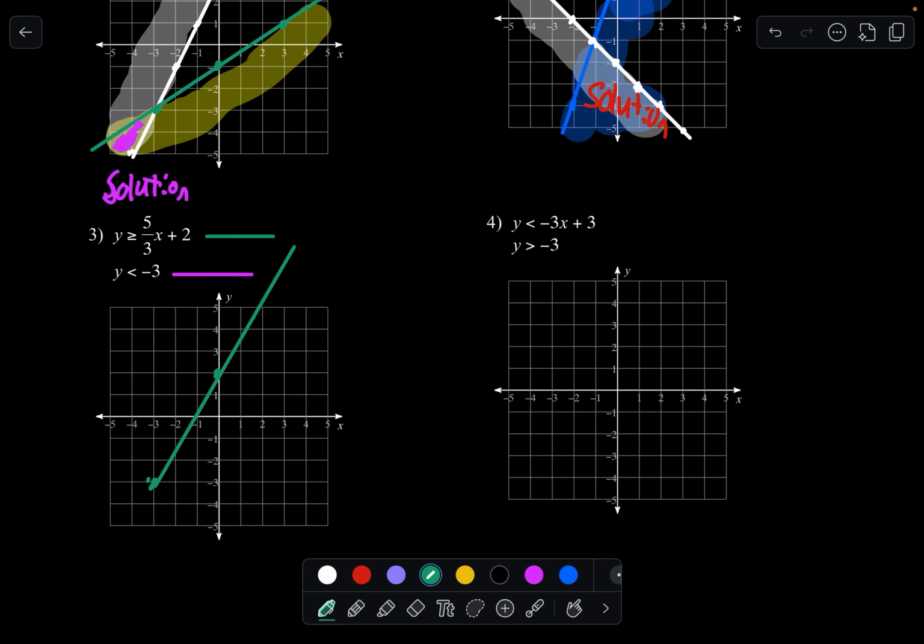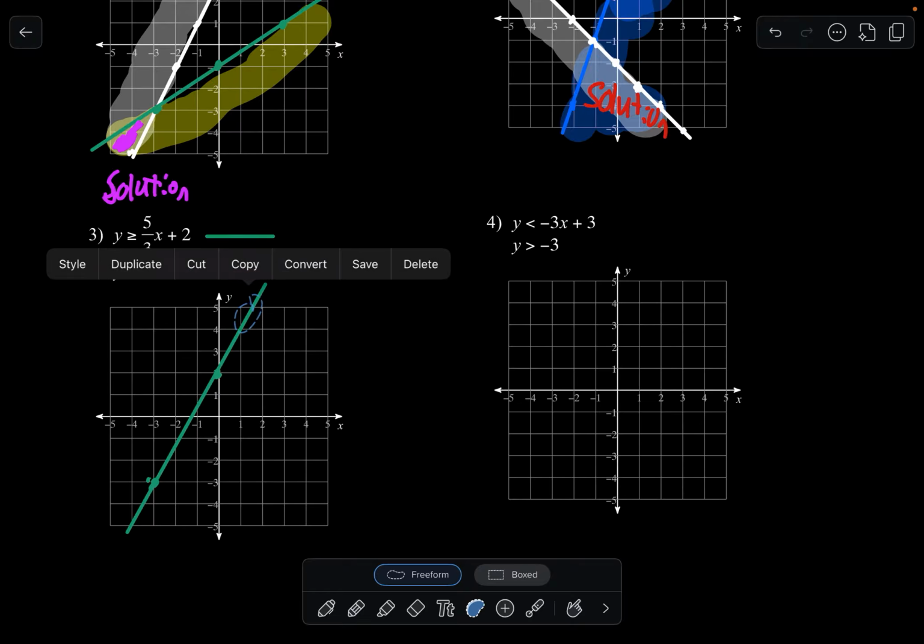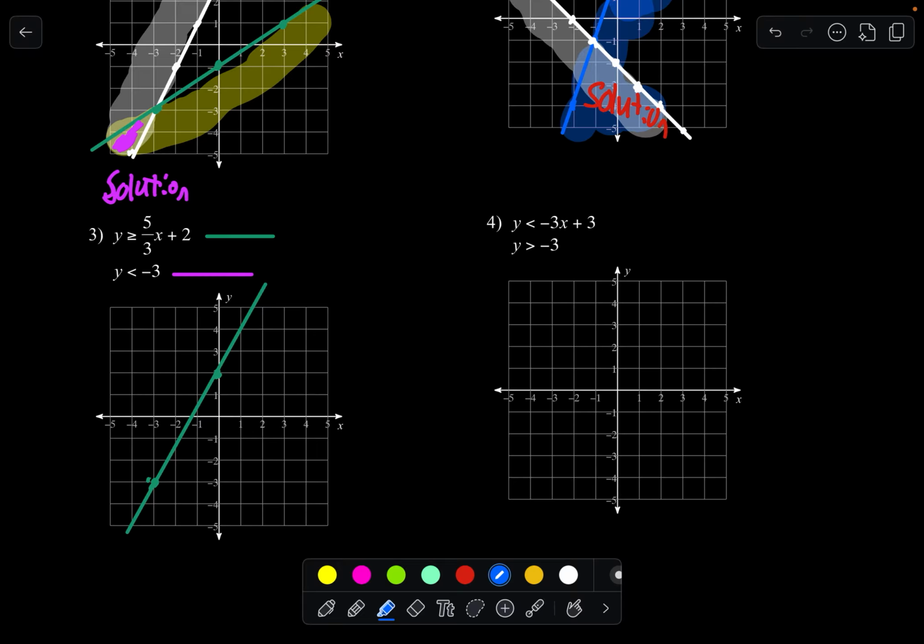Now, this is just because I'm using Notability on the iPad. I drew it extra long so I could just scoot it down so you can see the line covers the whole grid. All right, y is greater than, which means all the y outputs are on top of the line. So this is the solution in this region, and it's all of this, right?